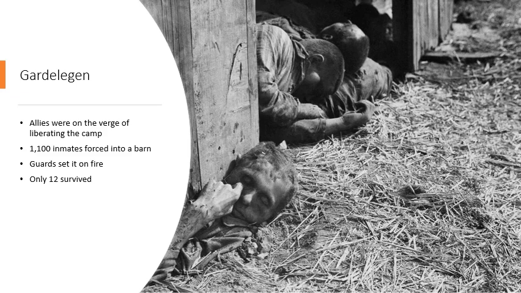So even when inmates were on the verge of liberation, guards made sure that they put them to death. That happened at Gardelegen. Allies were on the verge of liberating this camp. 1,100 inmates were forced into a barn and guards set it on fire. Only 12 inmates survived the fire. So the Germans were willing to go to extremes to kill Jews and other undesirables.